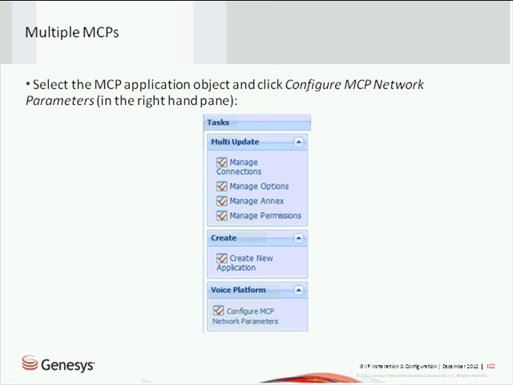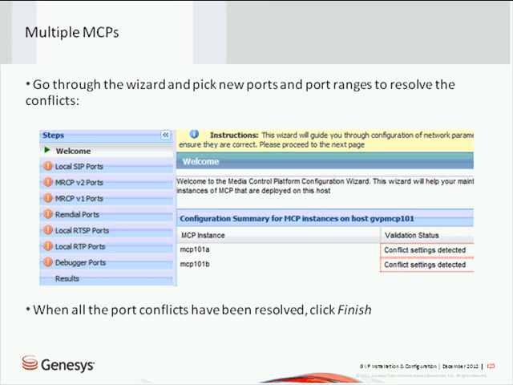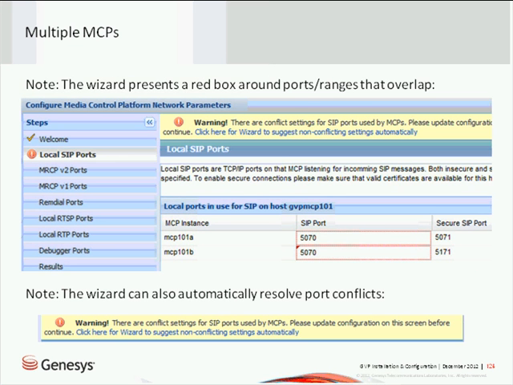And in the right-hand pane, there is a Configure MCP Network Parameters option that will open up a wizard. The wizard looks something like this. You get big red exclamation points when things in this particular tab are overlapping with something else. They will go away once you've actually resolved it for that, and you will get red boxes around ports that conflict. So in the screenshot, I basically resolved all the ports for everything except for these two that are still using port 5070. And so you notice there's only the one exclamation point, and these two boxes are the only ones that are left.